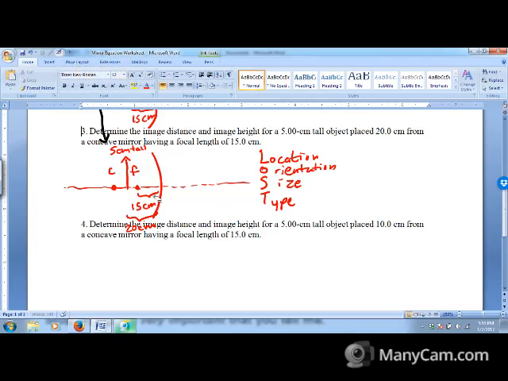So I'll pause the video and just see if you can do that from memory. If you can, I honestly think that's all they're going to ask you in terms of a concave mirror. But just in case they ask you these calculations, it's not erasing.